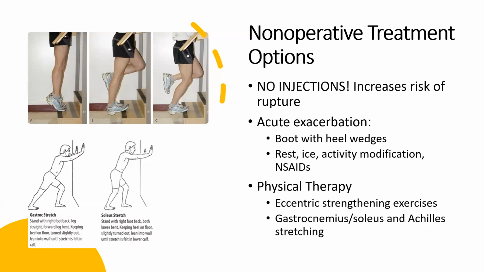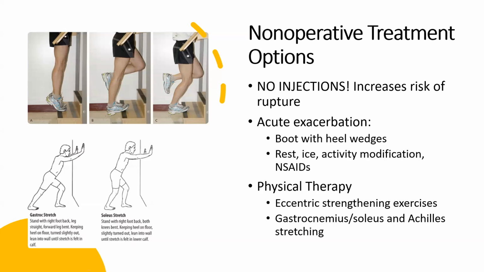If patients present after the acute flare is over, or if they didn't have an acute flare, typically what we'll do is initiate physical therapy. That physical therapy is aimed at eccentric strengthening exercises, which is what we see in the top left picture here. Typically you start on a step with the feet in a plantar flexed, or downward, position, and then you slowly lower your heel towards the ground.